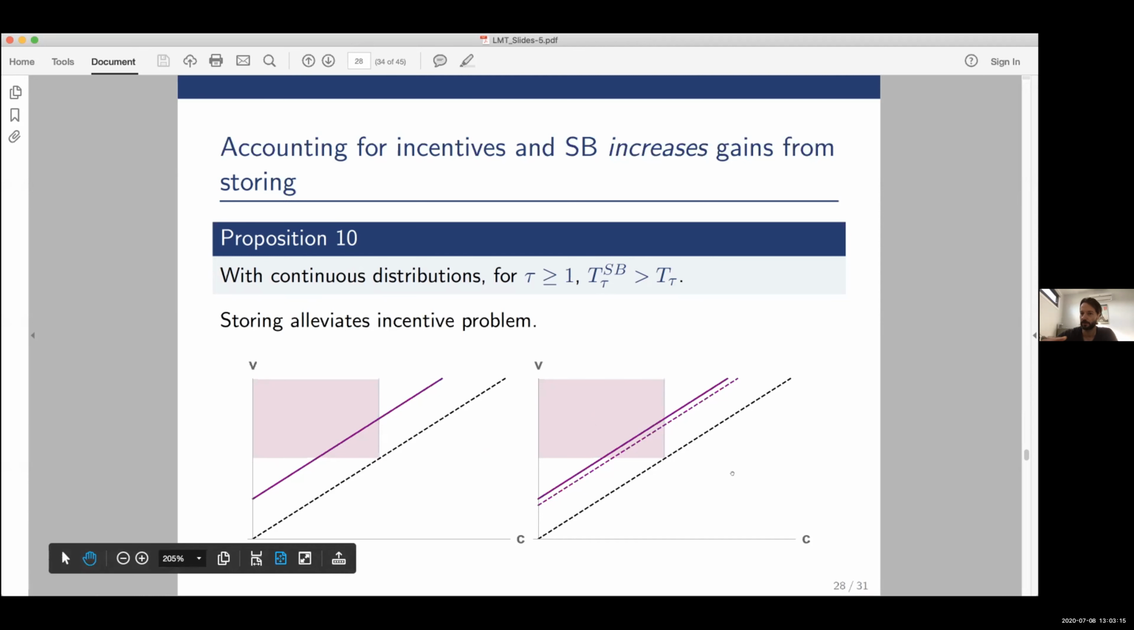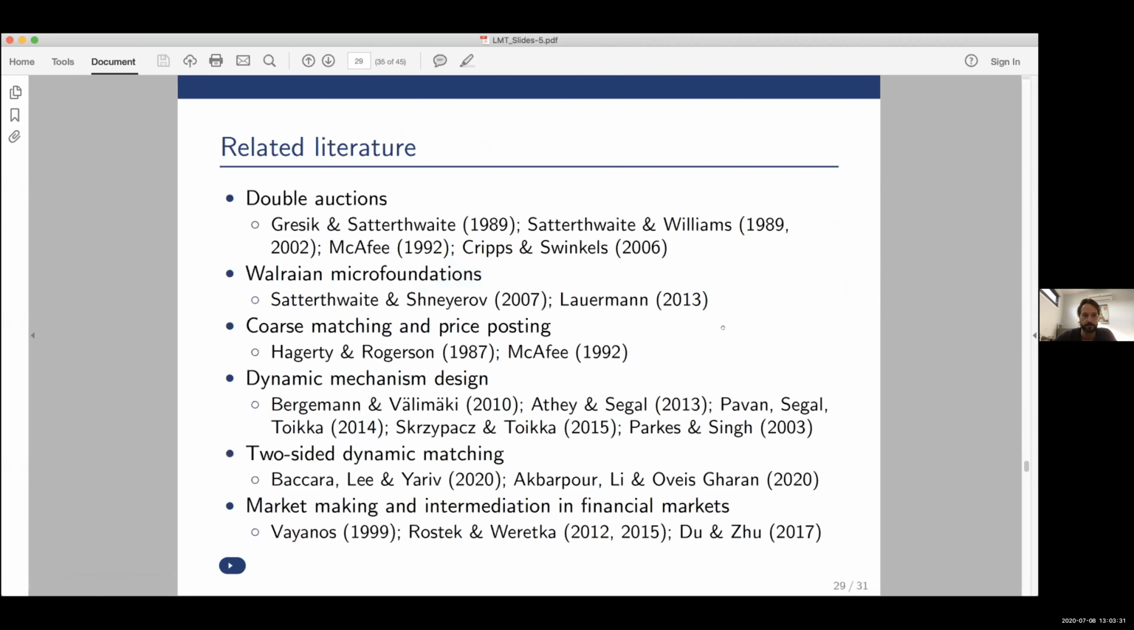That's the sort of generalization of the posted price and no deficit result that we had for the efficient policy for binary types. Here, you still have an incentive problem, but it's alleviated by storing traders.